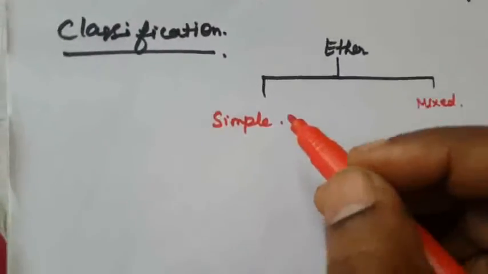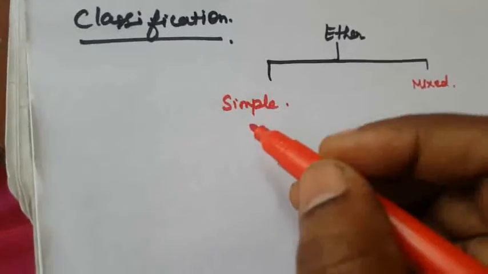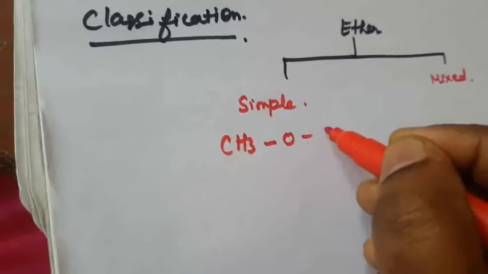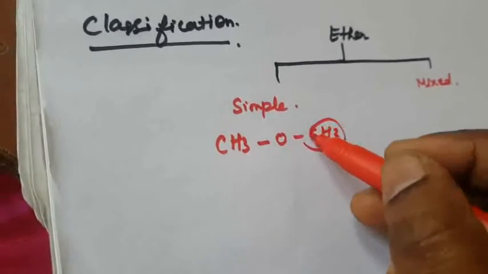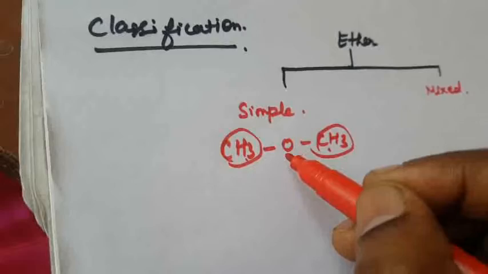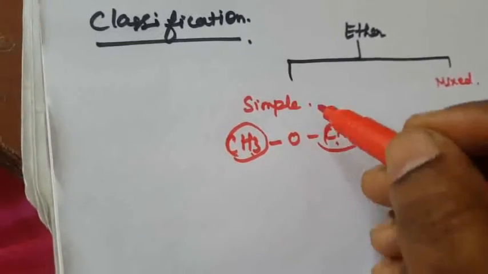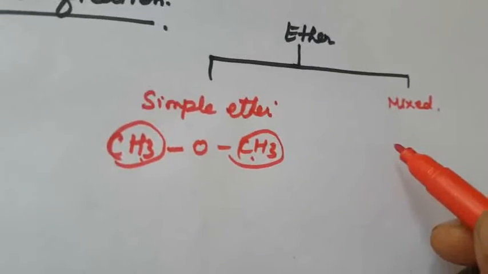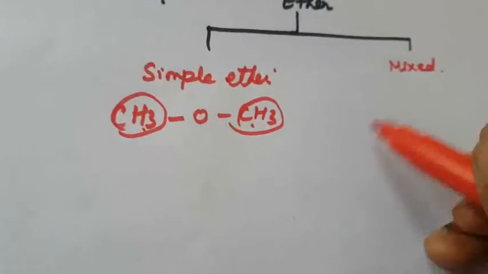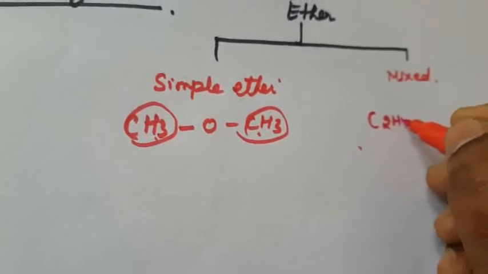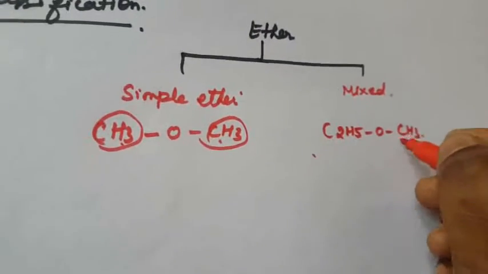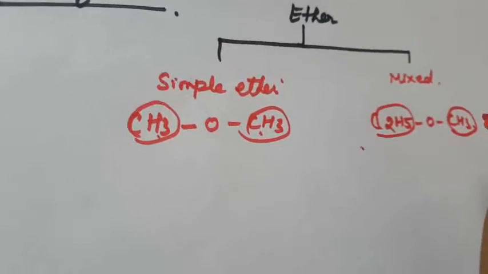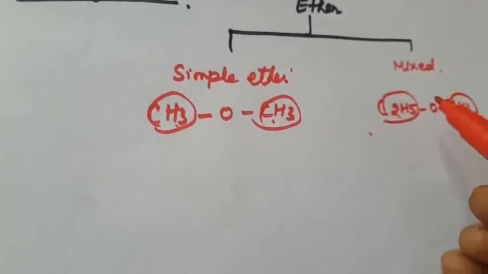Okay, simple ether. What is meant by simple ether? Both alkyl or aryl groups attached are the same. What is the meaning of that? That is CH3OCH3. Both sides are the same. Both groups attached to the oxygen atom are the same. That is called simple ether. What is meant by mixed ether? That is where the two alkyl or aryl groups attached to the oxygen atom are different. So that is C2H5OCH3. Here CH3 is there, here C2H5 is there. That is called mixed ether. Okay, so this is the classification of simple ether and mixed ether.